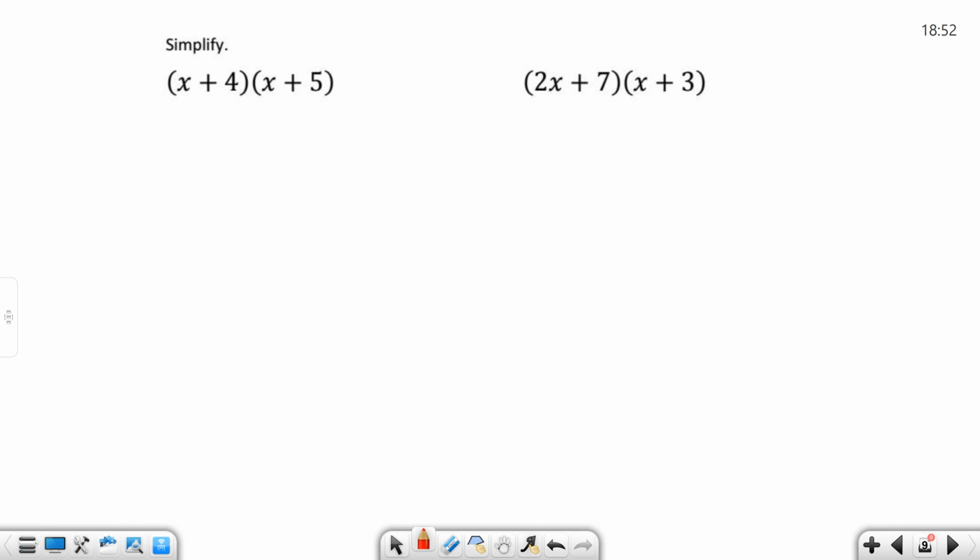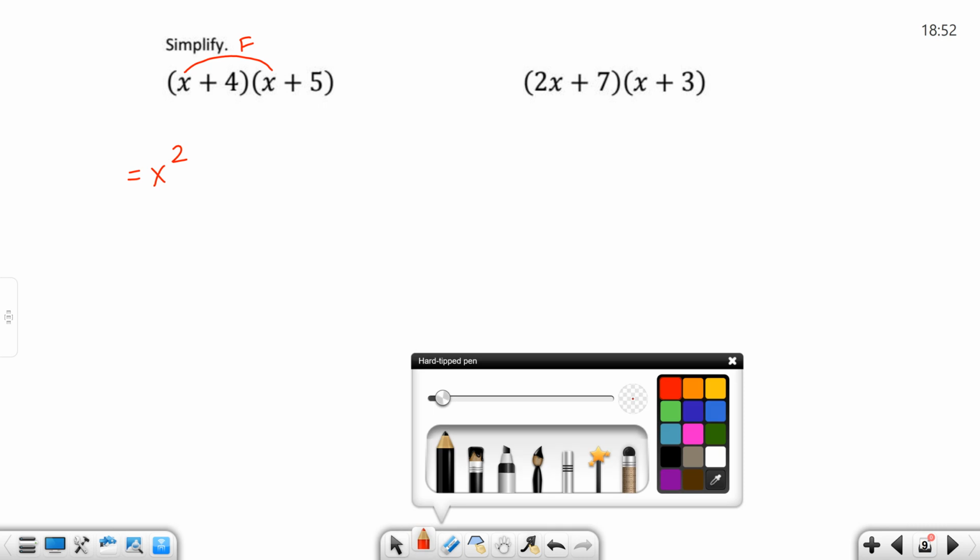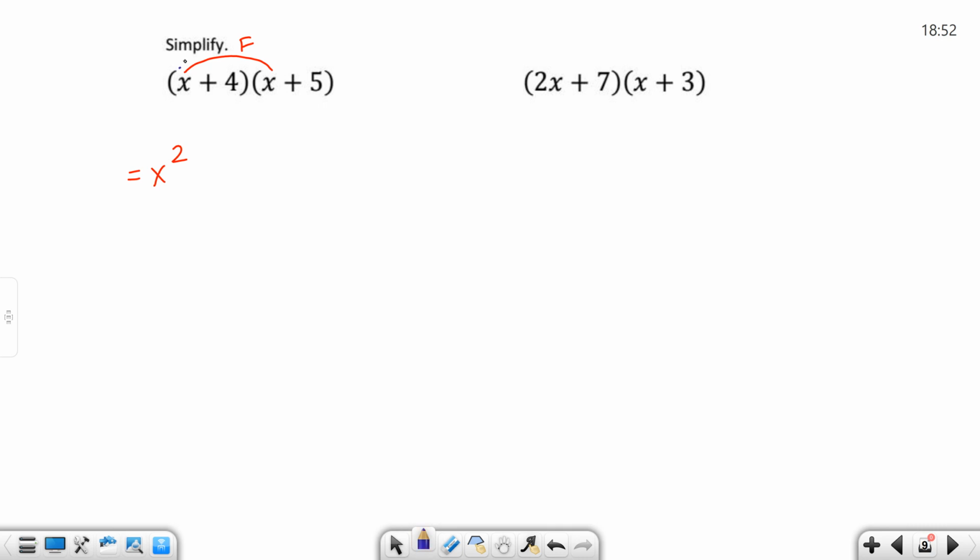So here we have a binomial times a binomial, so we're going to do FOIL. When I say first, I'm talking about first. There's my F. X times X, that's going to be X squared. I'm even going to color code this. Then I'm going to do outer for the whole problem. There's my outer, the outside of the whole thing. X times a 5. So positive X times positive 5 is plus 5X.